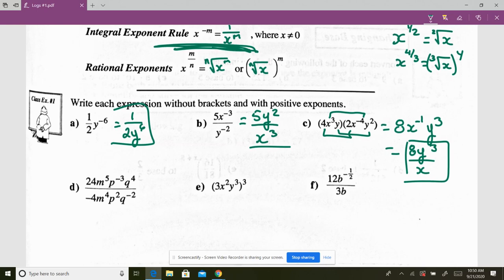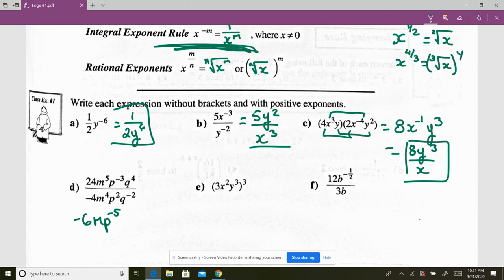Okay, this one. 24 m^5 p^-3 q^4 over -4 m^4 p^2 q^-2. Simplify it first. What's 24 divided by -4? -6. m^5 over m^4: what do you do with the exponents when you're dividing? 5 minus 4 is 1. p^-3 over p^2: what do I do with the exponents? Subtract. -3 minus 2 is -5.